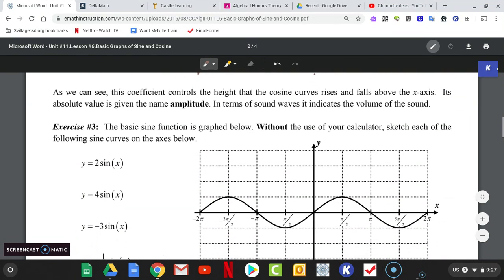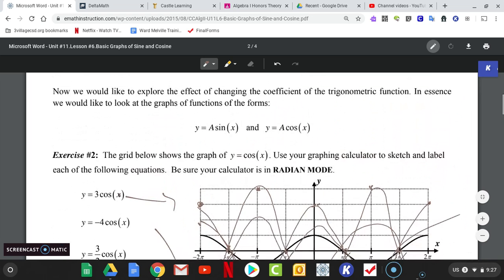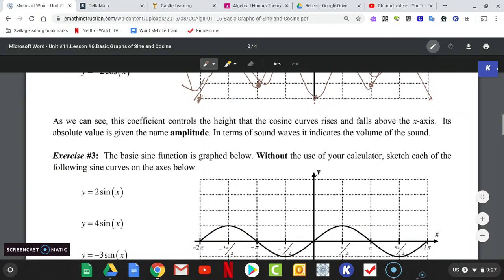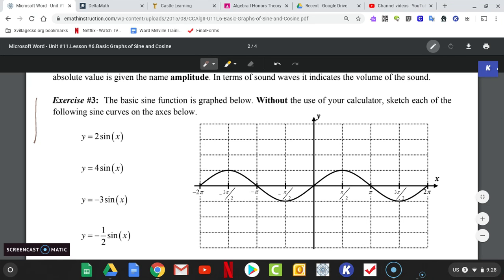Okay. Exercise 3. The basic sine function is graphed below. Without the use of a calculator, sketch each of the following curves. Okay. So how can we do that? Well, we're never going to have to do this without a calculator, so I'm not going to waste time with that. You can go ahead and sketch these on your calculator if you want. All right. It's not that hard though.